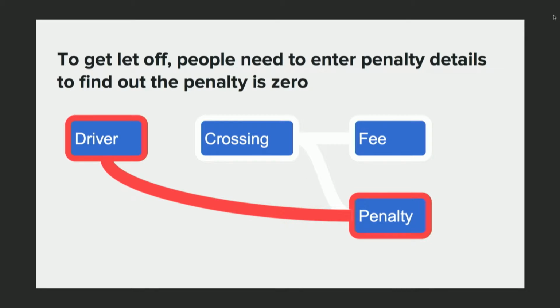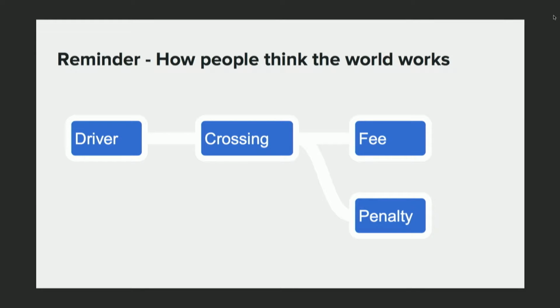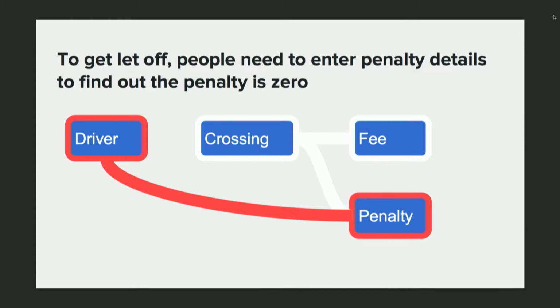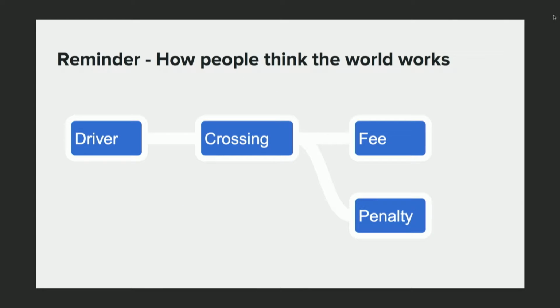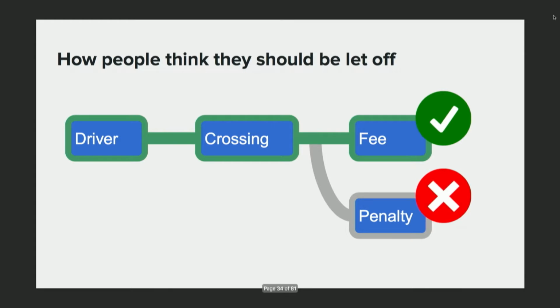Now, if we imagine we've got this warning letter saying we're going to let you off, what now happens is the only way for people to identify themselves is to enter this penalty details. So people have to come down here and say, yeah, I've got this penalty and you're letting me off, okay? But this is a problem, because if we go back to remind ourselves how people think the world works, we have a relationship between the driver and the crossing, okay? But actually what we're saying to people is, to get let off, go into the penalty bit. And of course people just go, huh? This isn't what I'm expecting. I'm expecting to just find my crossing and pay, and to see that the penalty is scrubbed. So like in the coffee shop with paying, we have an expectation that you just somehow find your crossing, and then you just pay the fee and the penalty's scrubbed, okay?